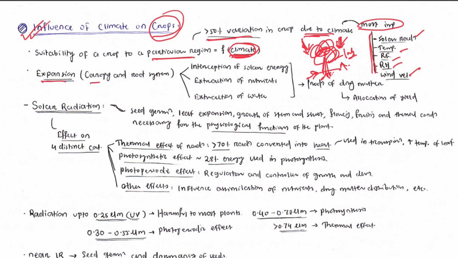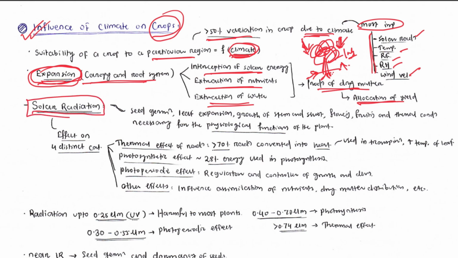If the canopy and root system expand, then more interception of solar radiation will be there, and better extraction of nutrients and water will be there, which leads to significantly higher production and dry matter accumulation. So we want the canopy as well as the root system expansion of whatever crop we are growing to be proper. Now let's discuss how solar radiation is affecting crop growth.